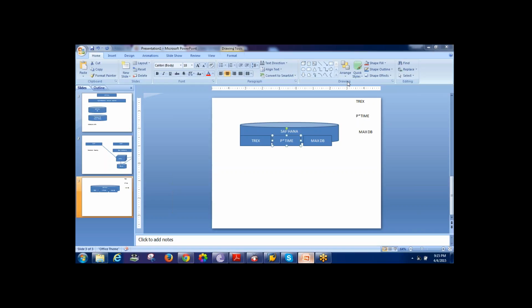You can ask me a question. Instead of MaxDB, can I use some other database for backup and restore purpose? No, it is an inbuilt technology. Understood? Okay then. So this is the introduction of SAP HANA database.